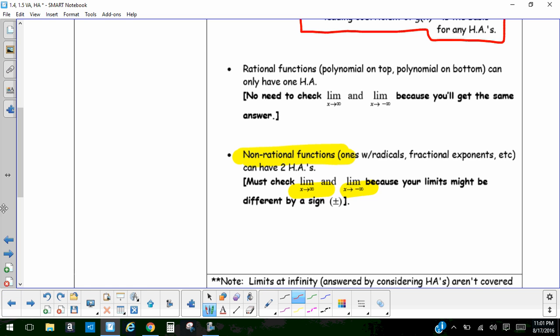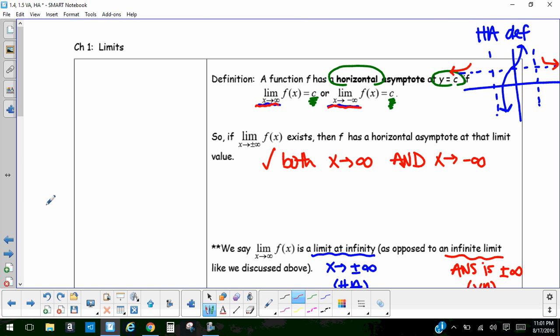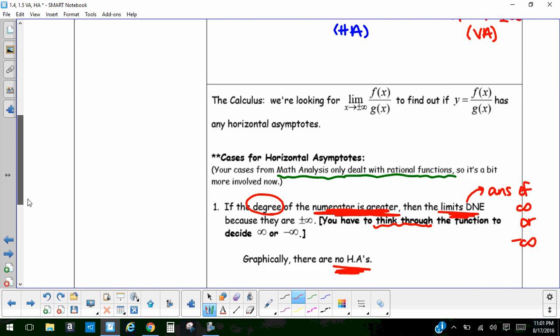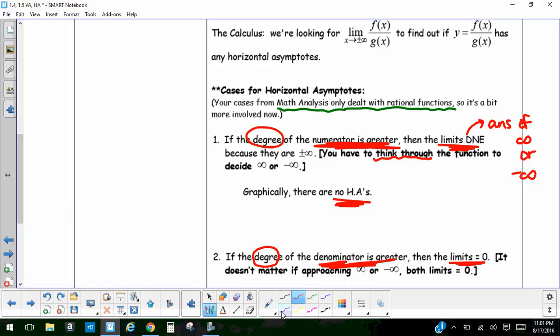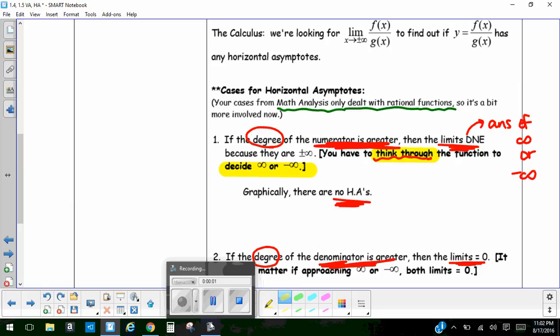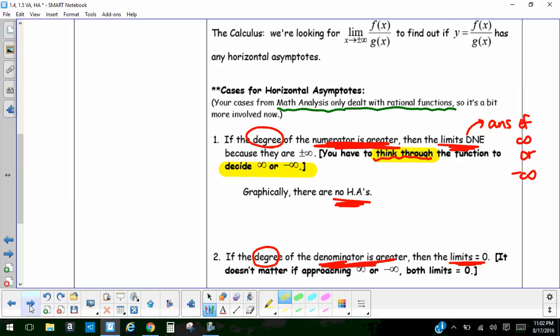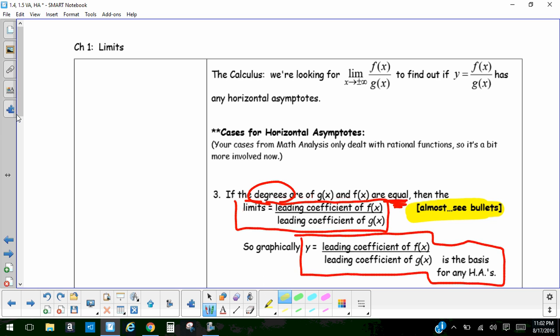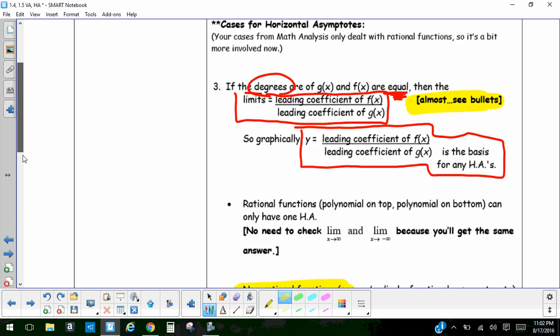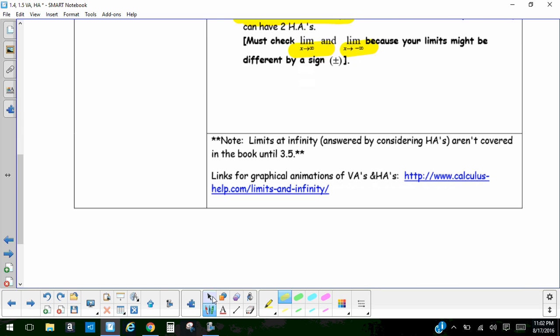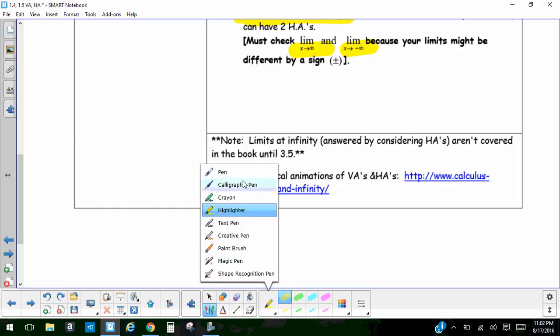And if we go back to the last page, we could also highlight that we had to pay more attention when the limits weren't existing. The limits weren't existing, but we had to think through to decide if it was going to be infinity or negative infinity. Okay? All right. So those are our three cases from math analysis. We just have to extend them a little bit more now that we will see some more complicated examples and functions.